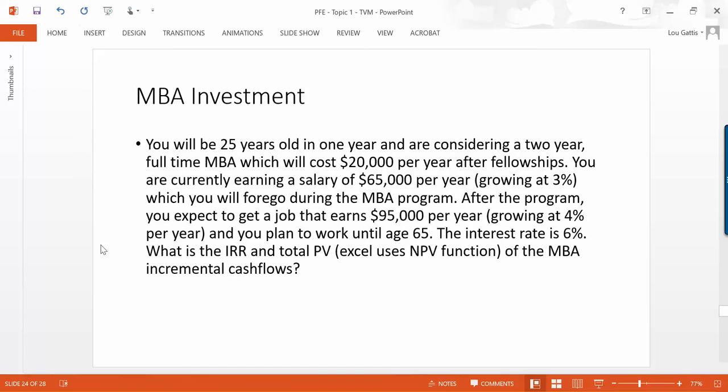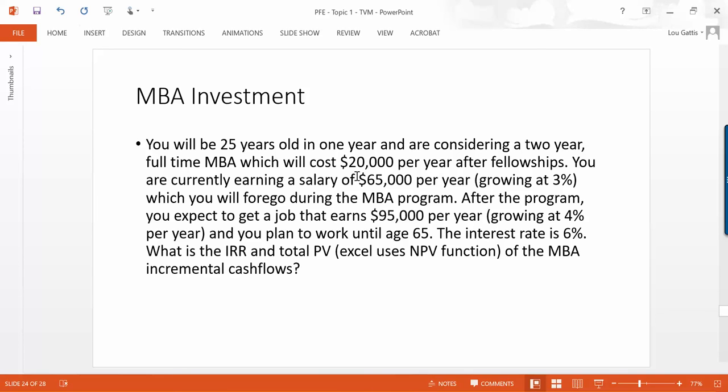Here's another one. Suppose you're about to be 25 in 1 year. You're going to think about entering into an MBA program that has a net cost of, say, $20,000 a year. So that's all costs, travel costs to get to this site, and apartment, and factoring in tuition and any fellowships. It's going to net cost you $20,000 a year.